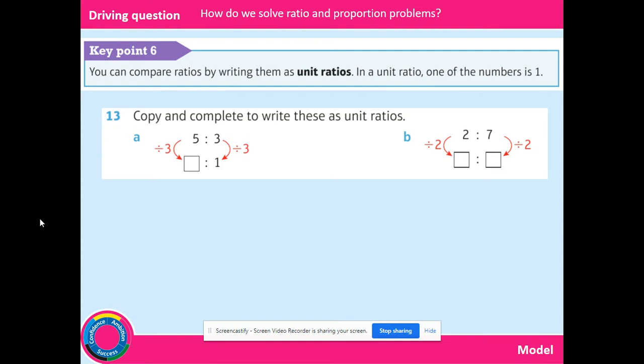Hello everyone and welcome back to Unit 11.5 Part 2. In this lesson we're going to be looking at how we can write a ratio as a unit ratio, or in unitary form. It depends how the question states it.